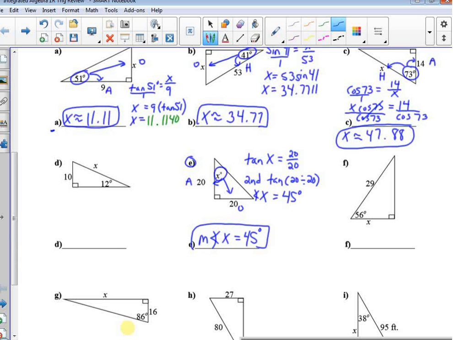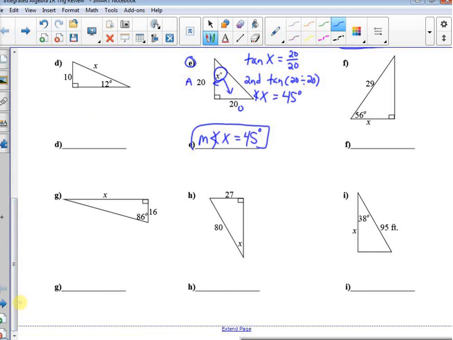Okay, the next one that we're finding an angle on is H. So let's take a look at that. So now again, I have an opposite. And it looks like an adjacent, but it's across from the right angle, so it's a hypotenuse. So I'm going to be working with sine this time. So sine x is equal to opposite 27 over hypotenuse 80. So I'm going to go second sine 27 divided by 80. And that will give me the measure of my angle.